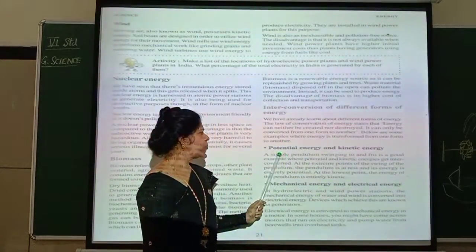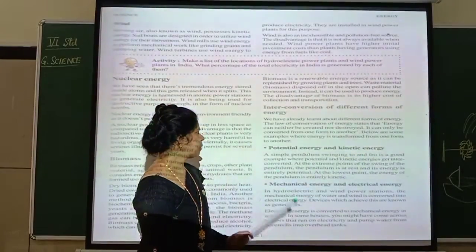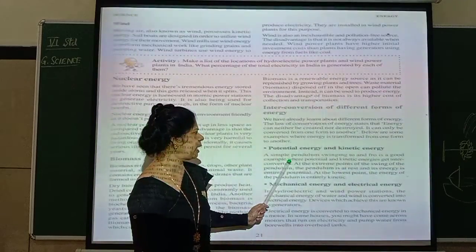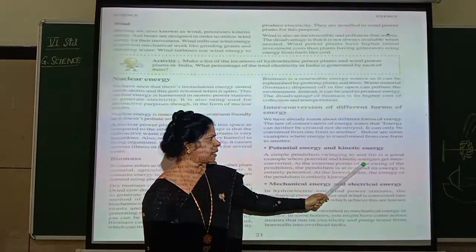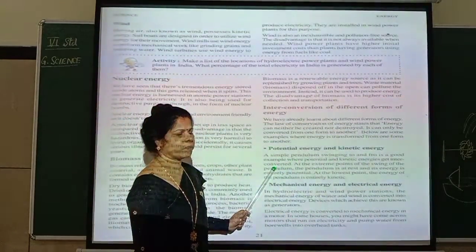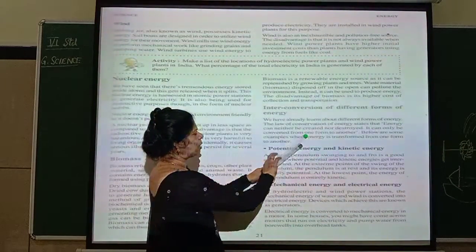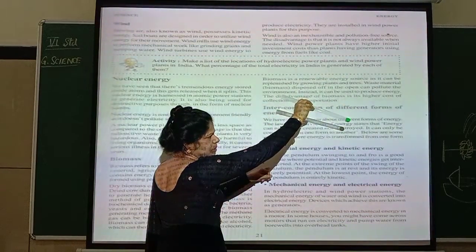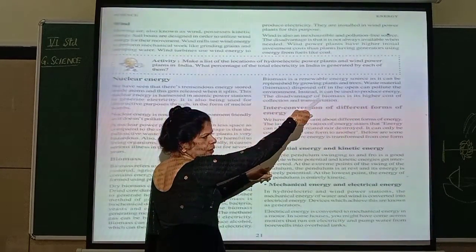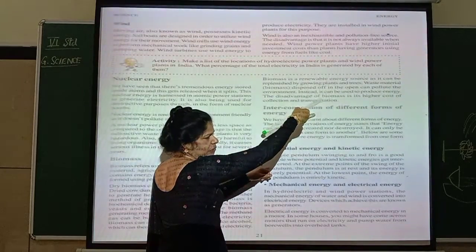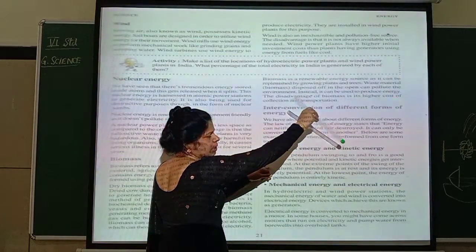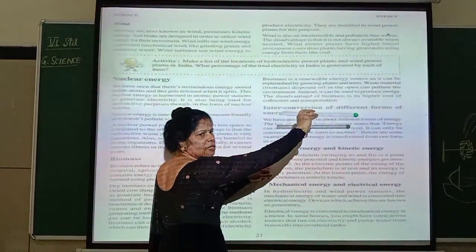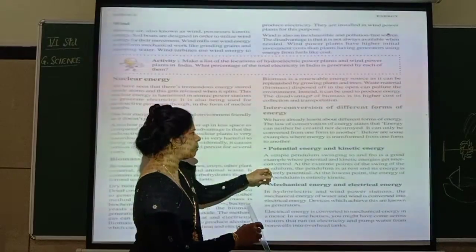Example, here you see, potential energy and kinetic energy. A simple pendulum swinging to and fro is a good example where potential and kinetic energies get interconverted. See, what does the pendulum do? It will be moving like this, isn't it? When it stops at the end, it is stored up energy. When it comes like this, it is kinetic energy. Again, when it comes here, it is potential. When it is moving, kinetic. So potential, kinetic. You can see that, isn't it? So it is transformed. That is called a pendulum.